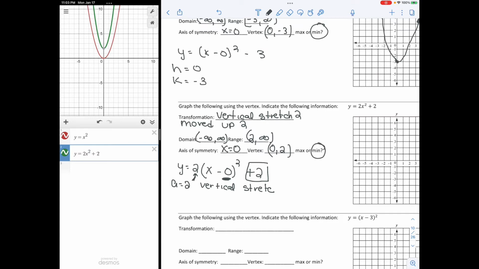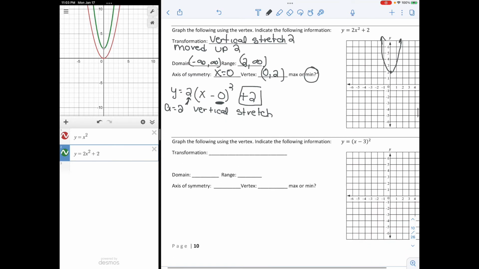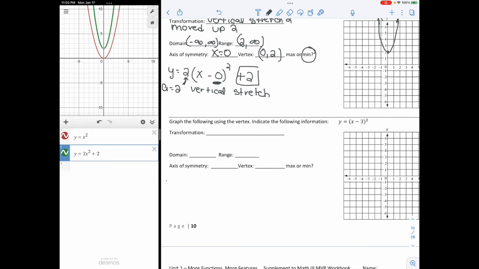And once again, it's a minimum because it went down. Okay, so let's sketch that. We started at (0, 2), and it's a little skinnier than our previous graph. And that's how we're just going to sketch that right quick. Okay, all righty. Now, the next one, notice, is a little different. We can write this as y is equal to (x minus 3) squared.